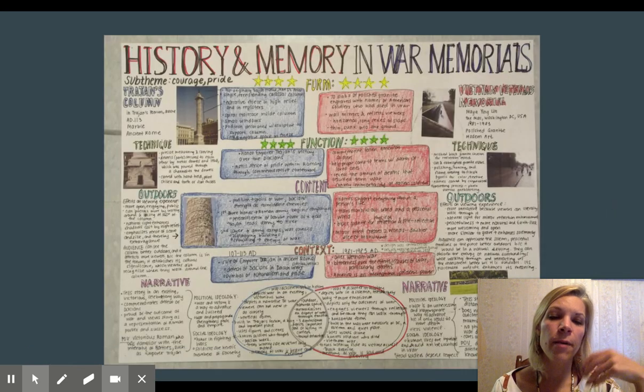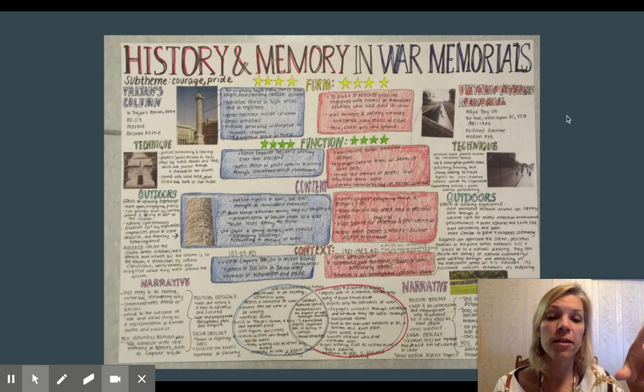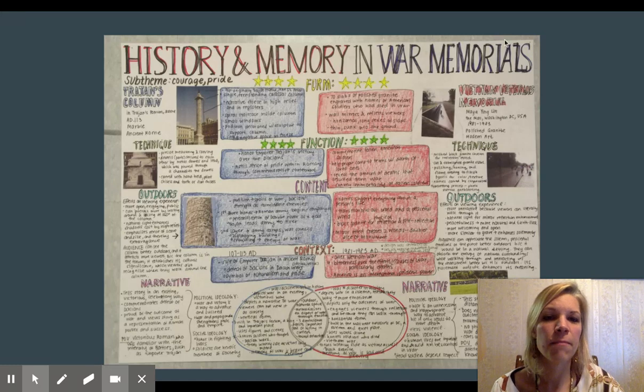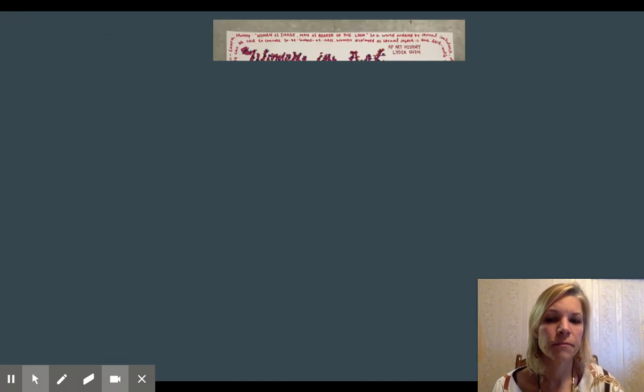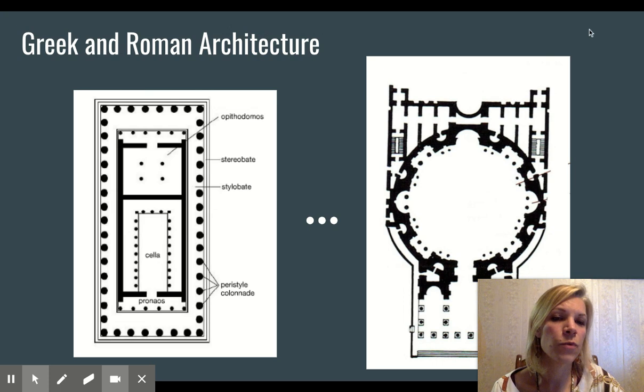Now, I spoke earlier about some of the projects that they'll be working on. Here is an example of a project that they will make. This year, students will be creating them in their sketchbooks. So they have a sketchbook for class. And they will be comparing and contrasting different pieces across cultures and time periods. And they will all have different themes. So this theme is history and memory in war memorials. Here's another big theme, women in art. And we will do those concept maps over each of the units.